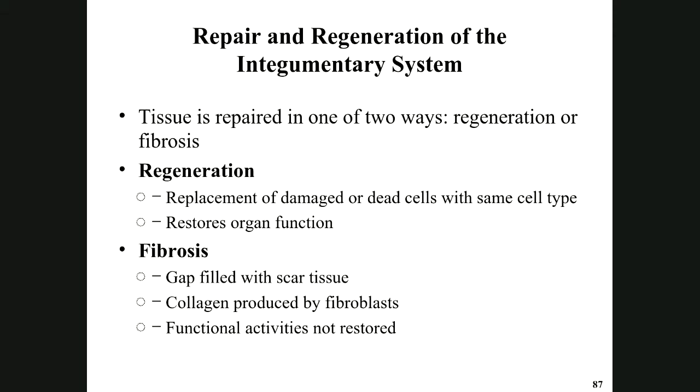The next part is about regeneration, or repair, of the integumentary system. We have two types of repair. One type is called regeneration. Regeneration means replacement of the damaged or dead cells with the same type of cells. The other one is called fibrosis, in which the gap is filled with scar tissue.